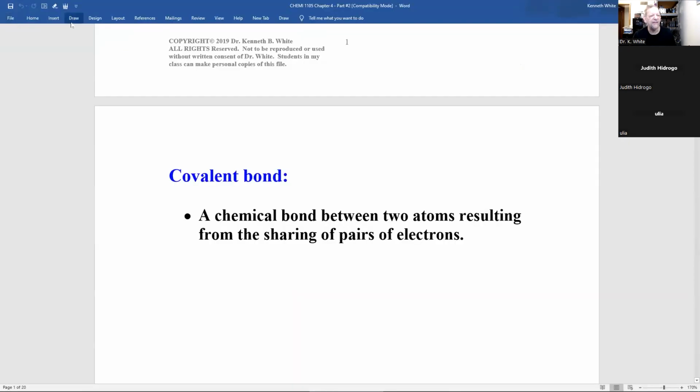This you should know: a covalent bond is a chemical bond between atoms resulting from the sharing of pairs of electrons, one, two, or three pairs, you'll learn later on. And remember, a pair means two. I'll say that in slow motion. A pair means two.